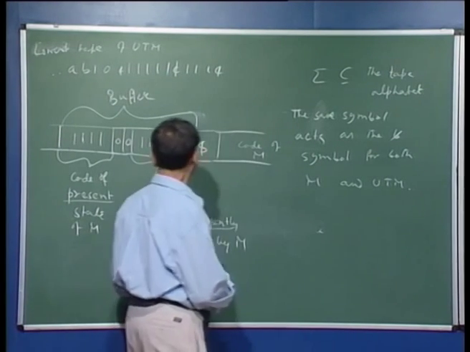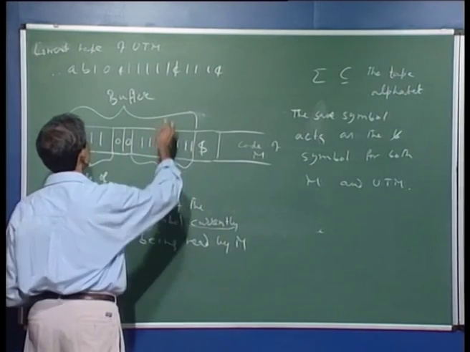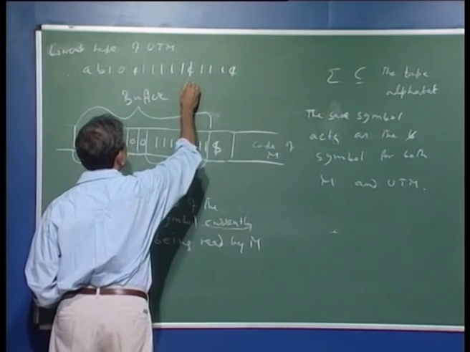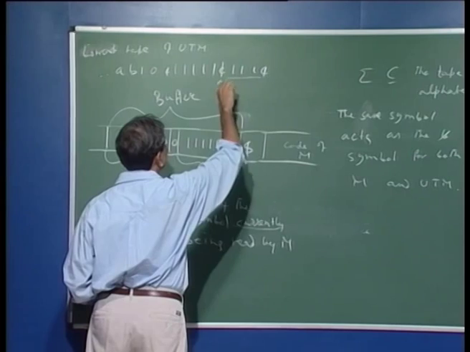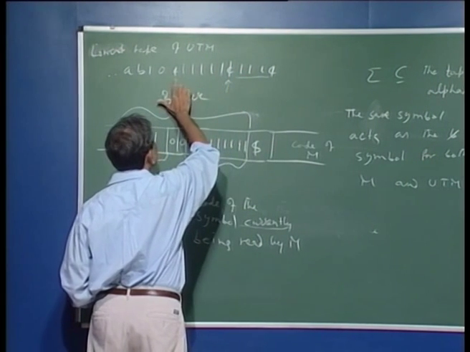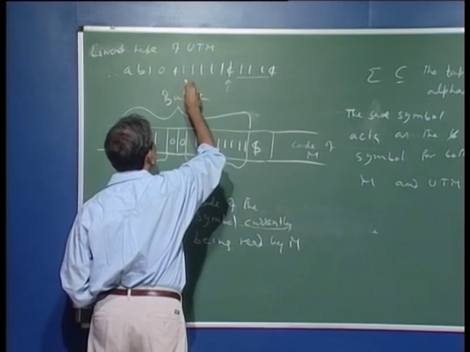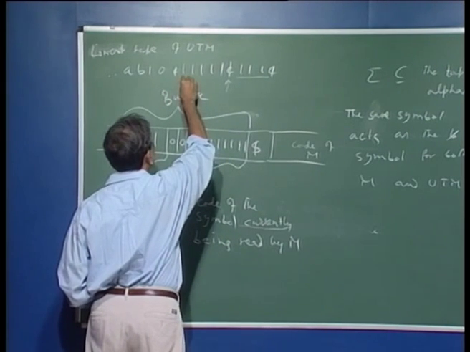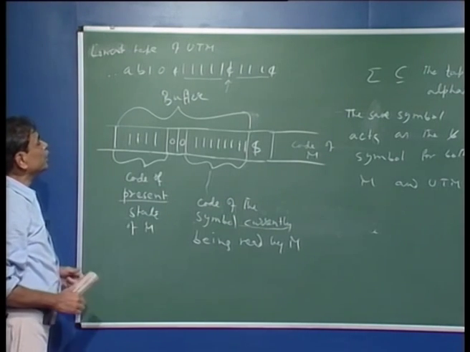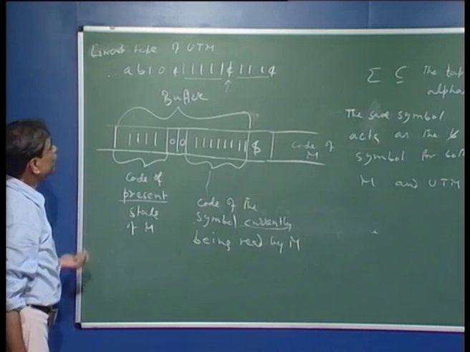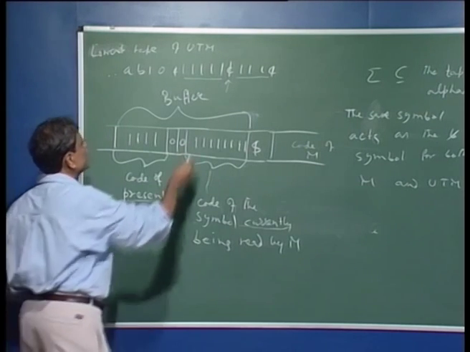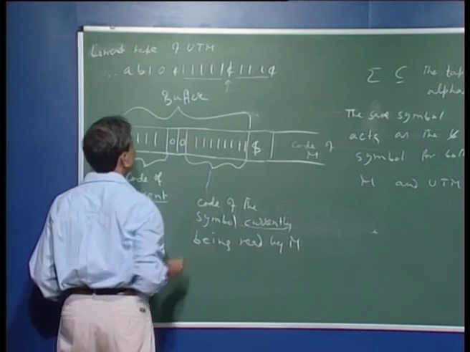So, if it is supposed to move to the left, supposing it was here, it correctly updated the symbol that it was reading previously, and then it positions itself at the beginning of the code of the symbol which on M's tape would have appeared to the left of the present symbol, right. So, now it comes here.